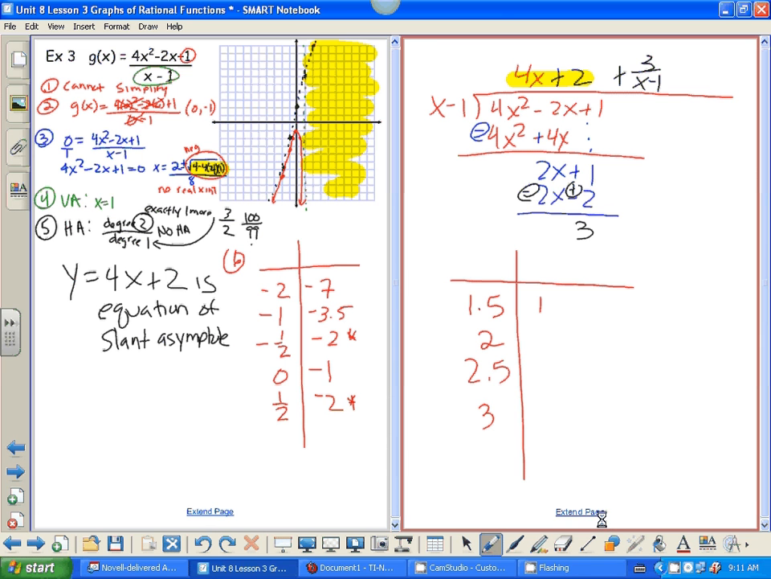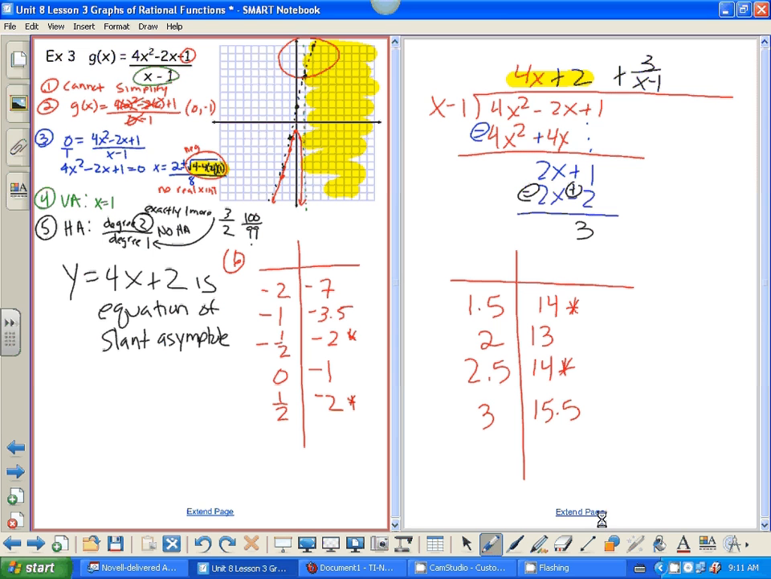At 1.5, it was at 14. At 2, it was at 13. At 2.5, it was at 14. And at 3, it was at 15.5. So again, I saw these values come up again. So here's what's happening. It is way up high. In fact, I probably need a better scale. But in this region right here, way up here, you have another branch doing that.